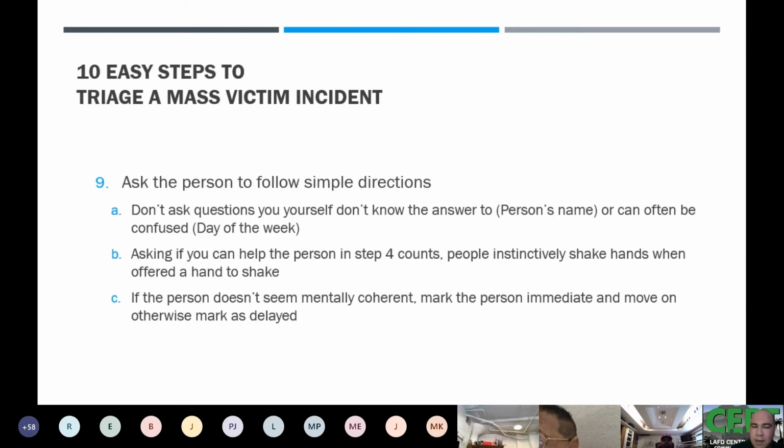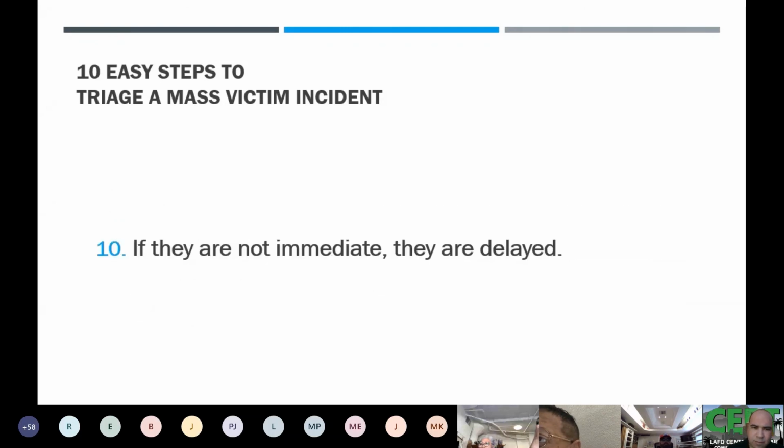If they can follow directions and they've already passed the last 2 tests, their skin perfusion is 2 seconds or less, and they're breathing normally, now is the time you mark them as delayed and then you move on. All of this should take between 30 and 60 seconds per victim. If you're spending more than 60 seconds on each victim, you're taking too long to do this. If they're not immediate, they're delayed. Is that clear to everybody?